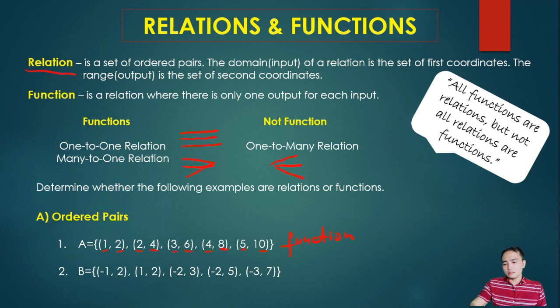Number 2, set B is equal to (-1, 2), (1, 2), (-2, 3), (-2, 5), (-3, 7). Okay? Take note, magkaiba yung negative 1 sa 1. Another, negative 2 and negative 2. Okay? Pwede na tayo mag-stop dito kasi meron tayong the same x value. So, dalawa yung negative 2 natin. Kailangan, para matawag natin na function, kailangan magkaiba yung x values natin. So, this time, dalawa yung negative 2 natin. So, ibig sabihin, this is not a function.